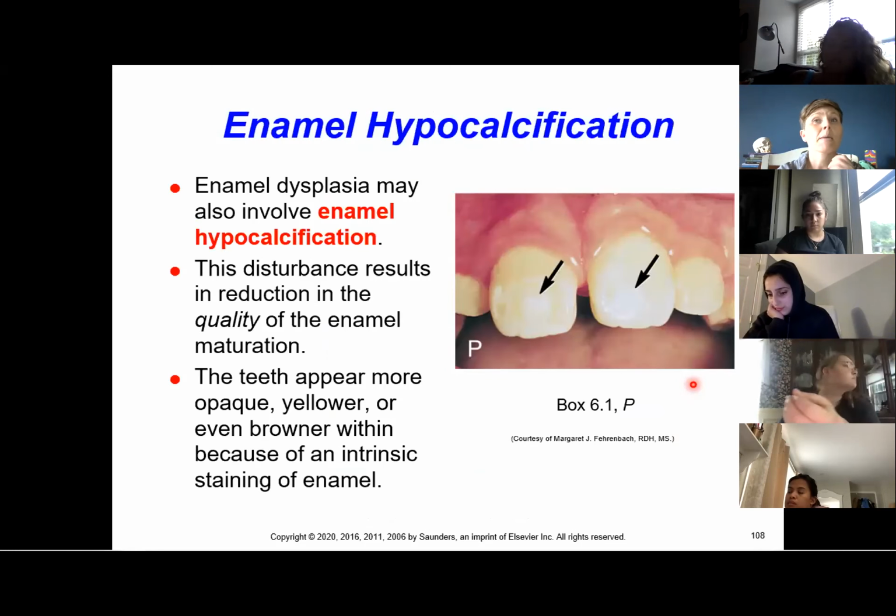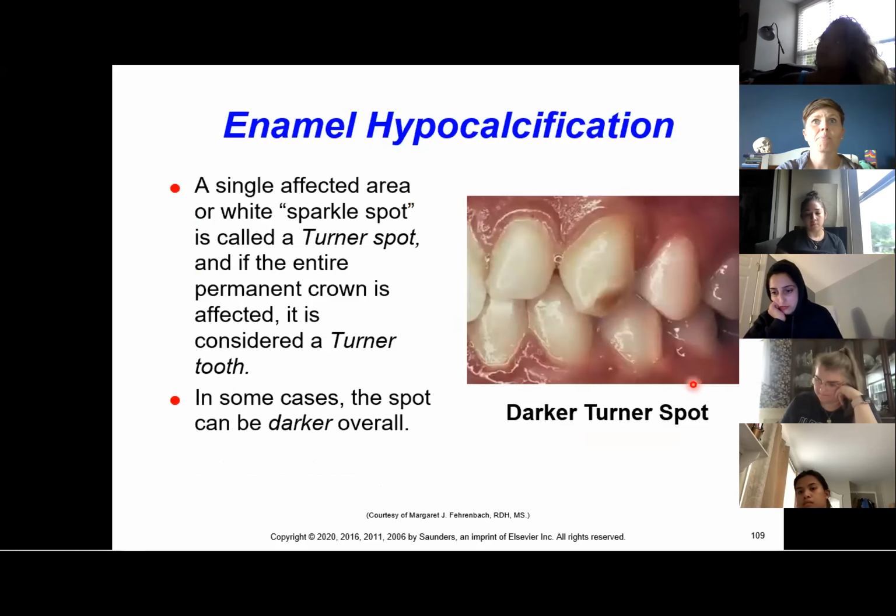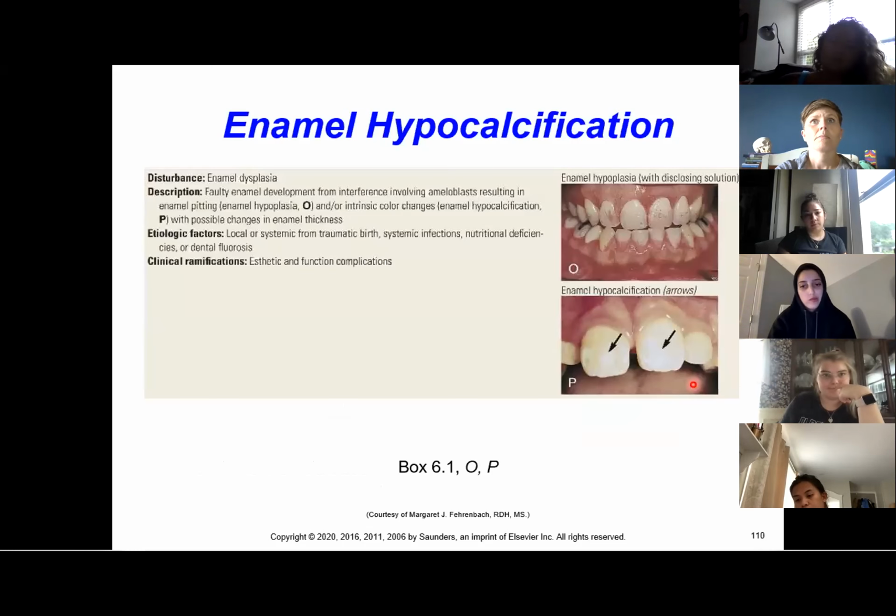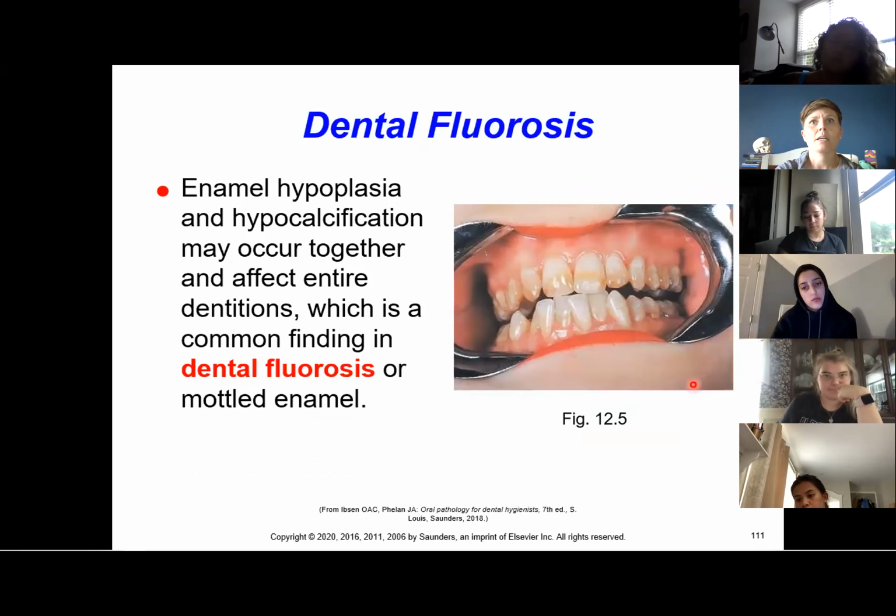Enamel hypocalcification is where you get really white, opaque, or yellow-brown intrinsic staining, so inside the tooth, but it happens during the maturation of enamel. And then dental fluorosis causes a mottling of the enamel, and it's due to excessive fluoride use.